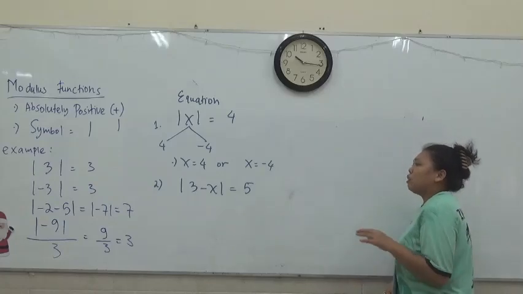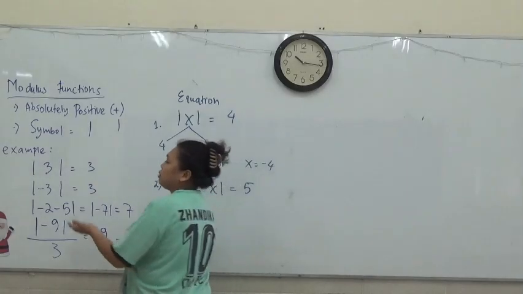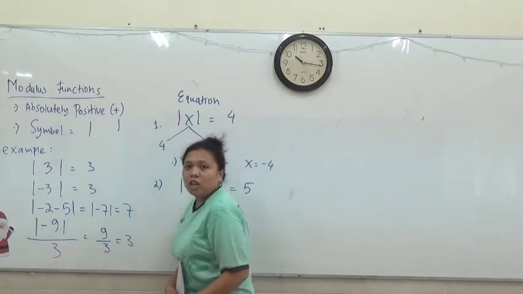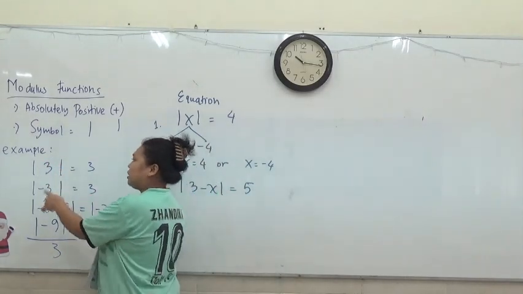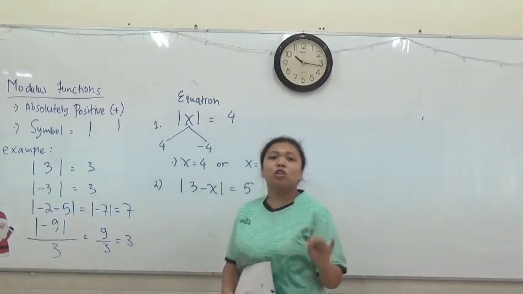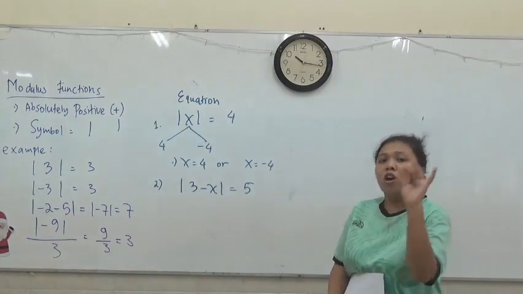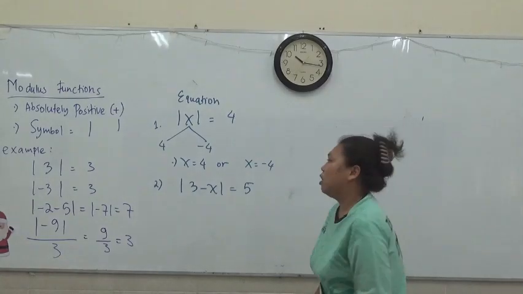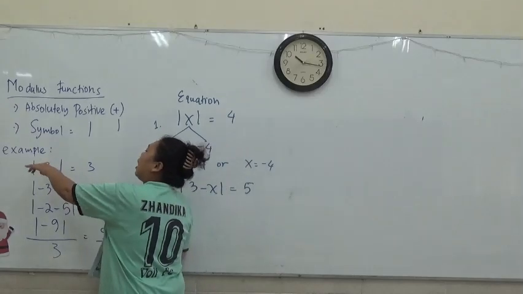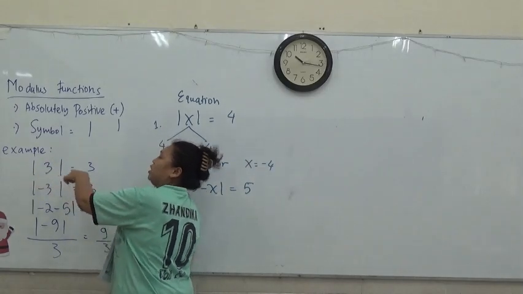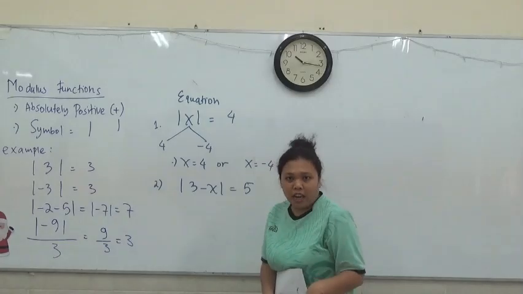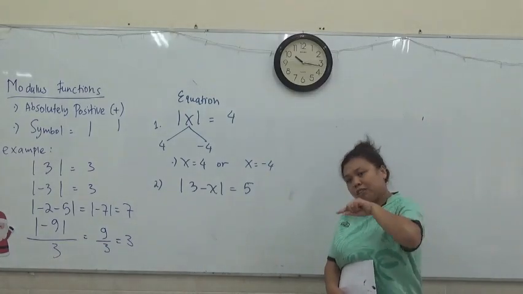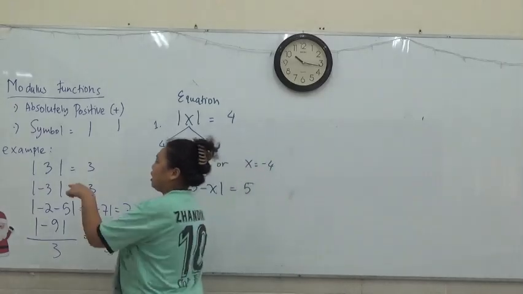Now we can go to examples. This is modulus, which means absolute. What is the absolute value of positive 3? 3 is the size and positive is the value. Based on the definition of modulus, it's just about having an absolute positive answer. So the absolute positive value of positive 3 is just positive 3. You just need to convert the sign from negative to positive, or keep positive as positive.